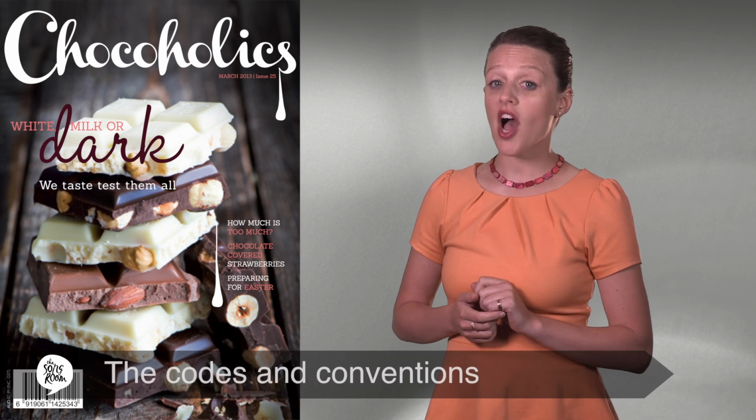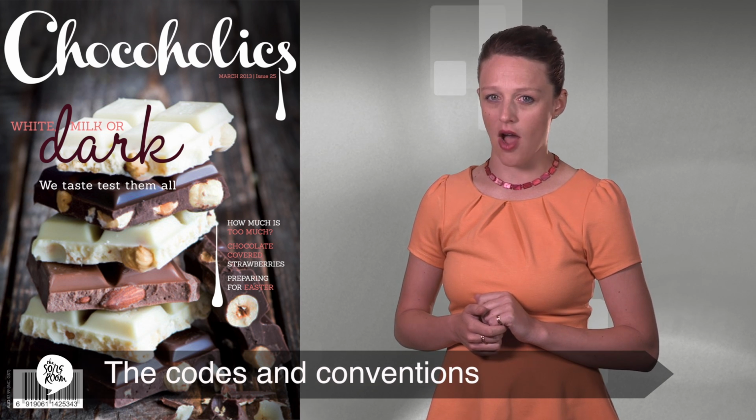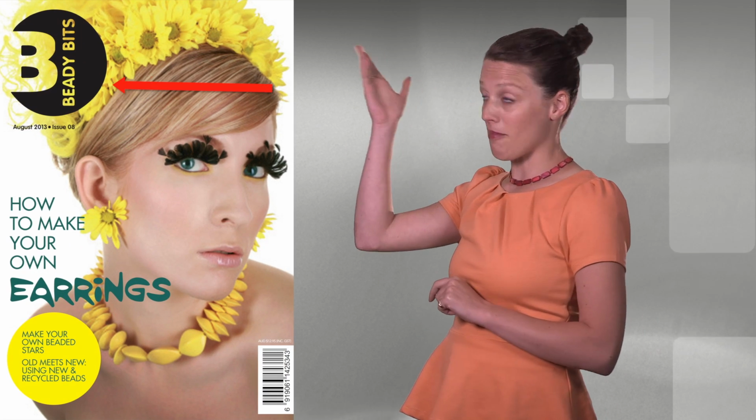But there are some things that are similar about most magazine covers. There are codes and conventions about what makes a good cover layout. We should know what they are before we start. The 4 things we expect to see on a magazine cover are a masthead, a headline, a cover line, and an image. Let's look at each of these more closely.